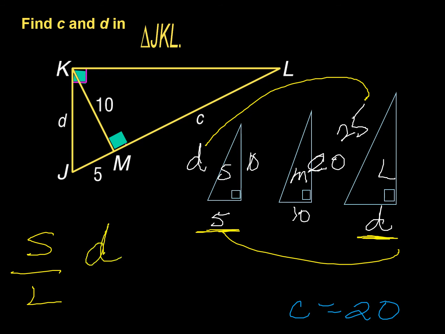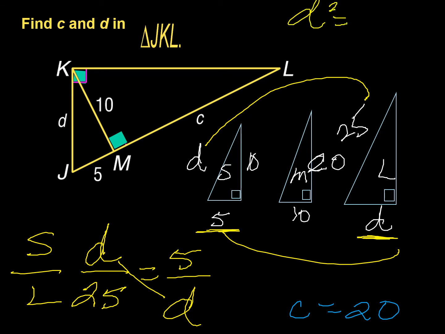Hypotenuse from the small, D. Hypotenuse from the large, 25. Short leg from the small, 5. Short leg from the large, D. There's my match. There's my geometric mean. So D squared equals 125, and square root of 125, D is going to be 11.18. Or 11.2 if we were putting it on the thing one decimal place.